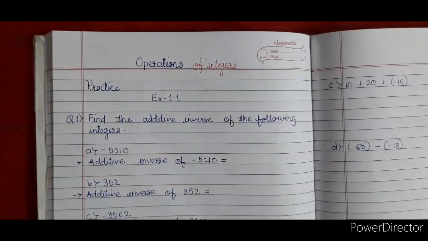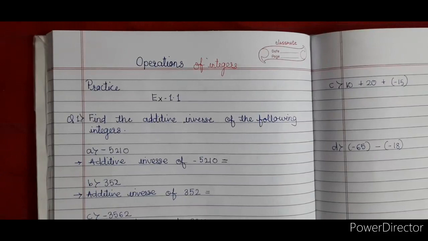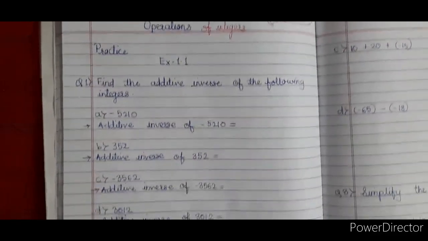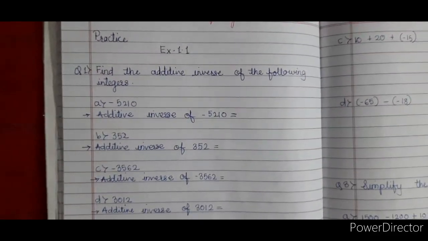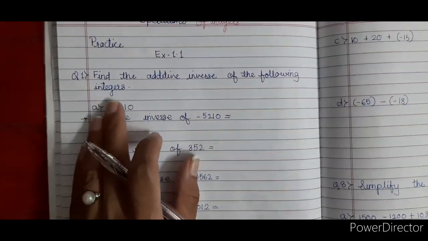So, we know the rules for solving different operations, that is how to add integers, how to divide integers, how to multiply and subtract integers. So let us solve an exercise. Exercise 1.1. Find the additive inverse of following integers.